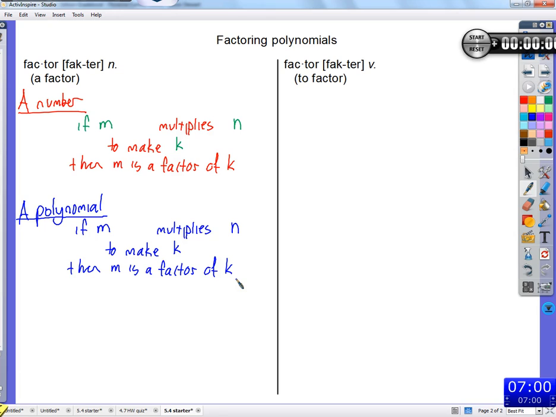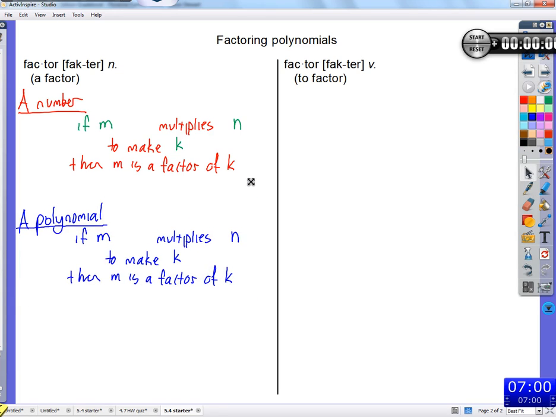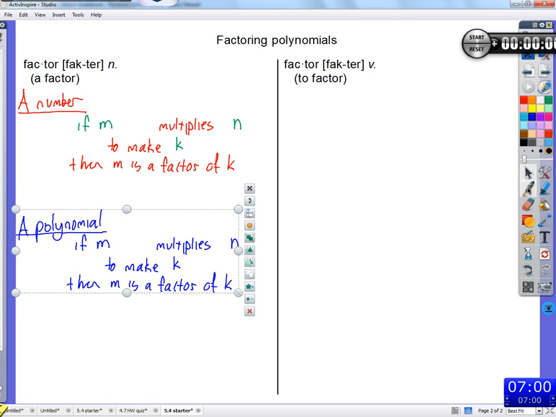Let's give a couple of examples here. I think that really helps to have examples. Move this out of the way a bit. So in numbers, let me give an example of a factor in numbers.